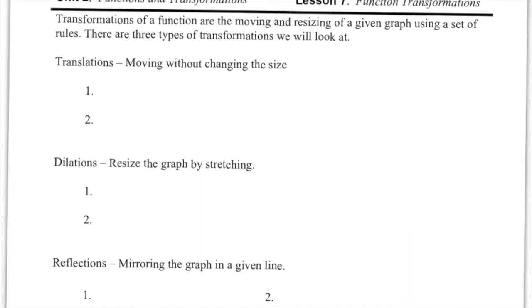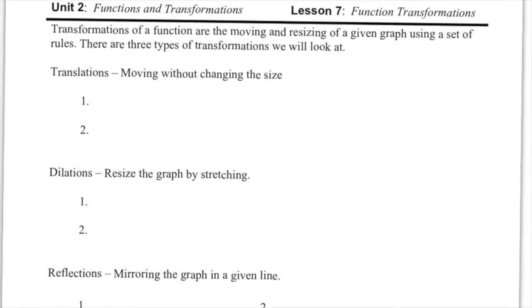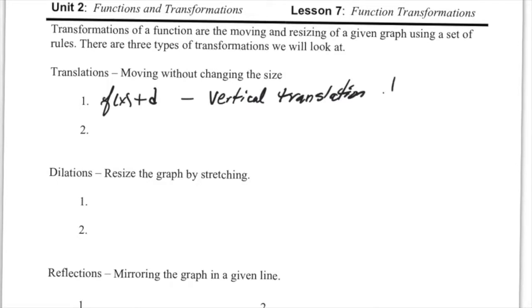We're going to start with a vertical translation, and what a vertical translation looks like is when you say f of x plus some value. This represents a vertical translation, so you're shifting the graph up or down without changing the shape of that graph. If you have a parabola, it would go up or down, but with no change in shape.